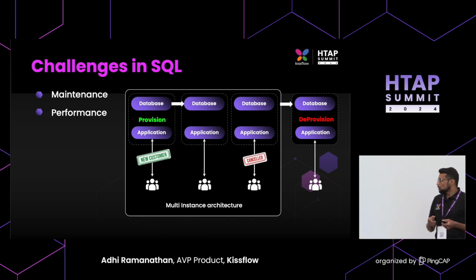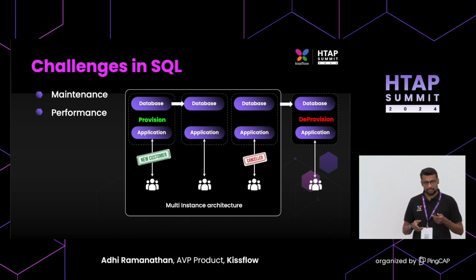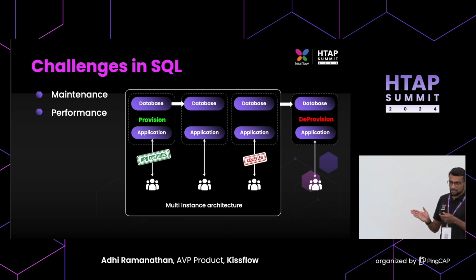In the first version, we followed a multi-instance architecture, whereas every customer was provided with a dedicated SQL instance. As you can see, whenever a new customer signs up for the product, we have to provision a new SQL system. And whenever a customer cancels their subscription, we have to clean up those systems. This model worked well in the initial times, but when our customer base increased significantly, we started facing problems, because every now and then we have to create and deprovision the SQL systems. So within a few years, we were managing thousands of SQL systems.